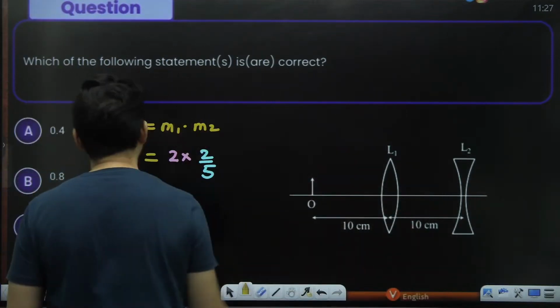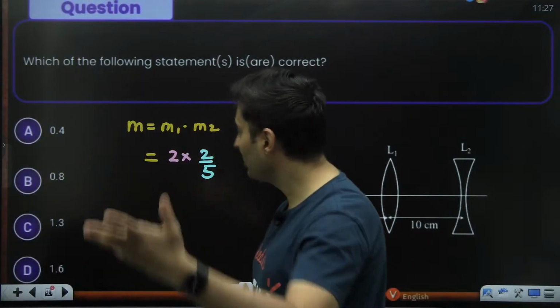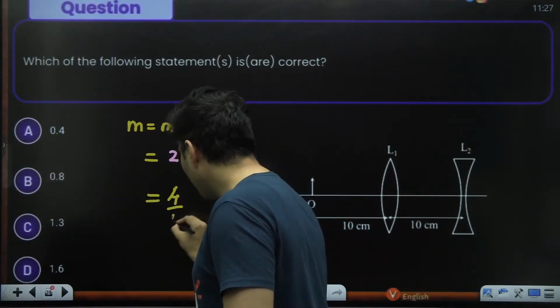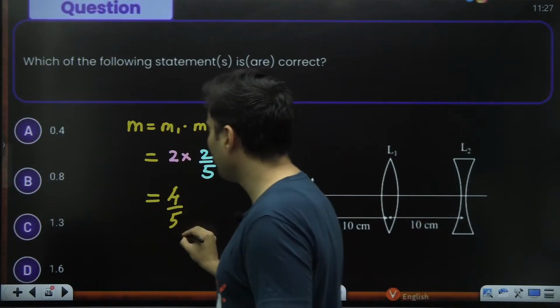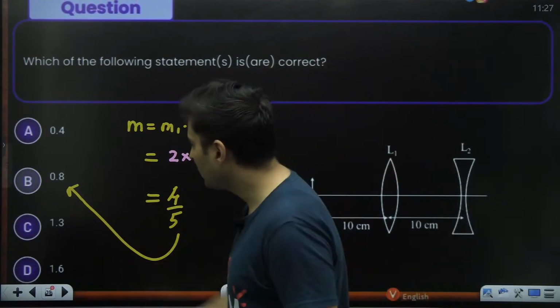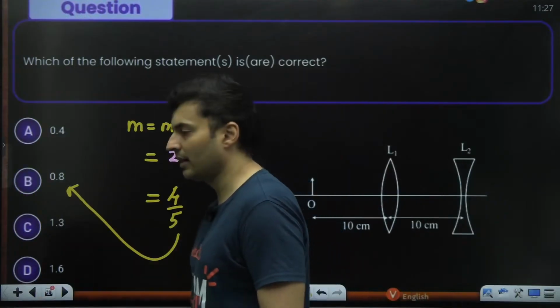So hence, what is the total magnification? It will be just the product of this, which is nothing but 4 by 5. 4 by 5 is nothing but 0.8. That should be the right answer. Yes, it is the right answer.